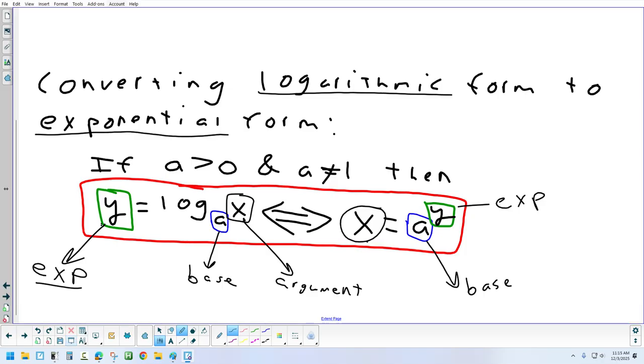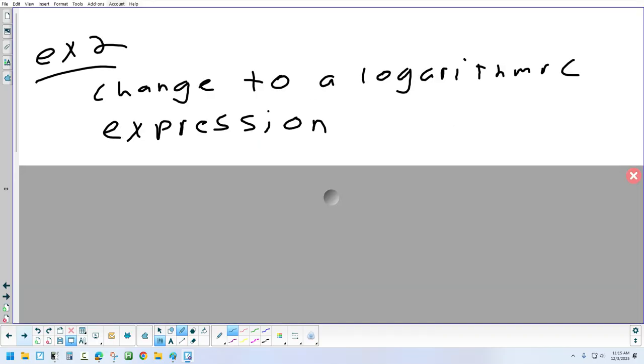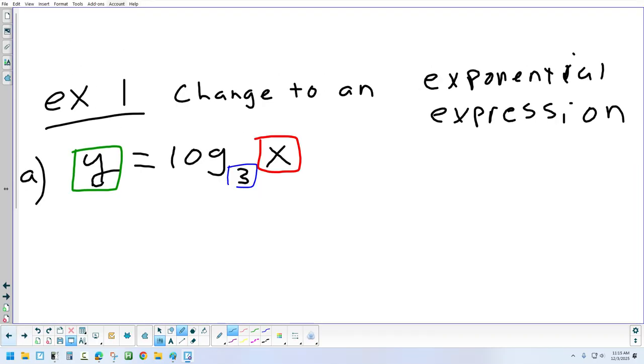Okay, so let's try it. Can I use both ways? Yep, okay, we're going to do some where we change to exponential, and then we're going to do some in a minute where we change to log. Okay, so it's just a matter of identifying the 3 things and figuring out where they go. And when you're done, you need something that looks like that.